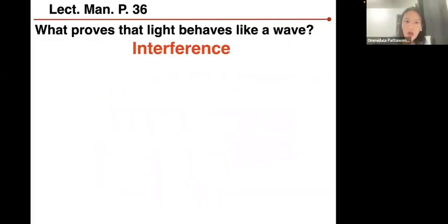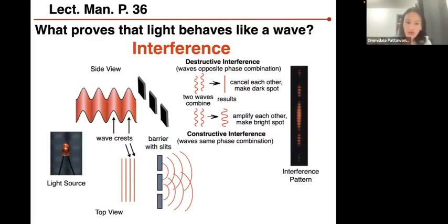The second experiment that confirmed that light behaves as a wave is interference. Interference results when waves bend through a barrier with multiple slits, and the waves that bend through the slits interfere with each other. There are two types of interference: one is destructive interference, and the other one is constructive interference.